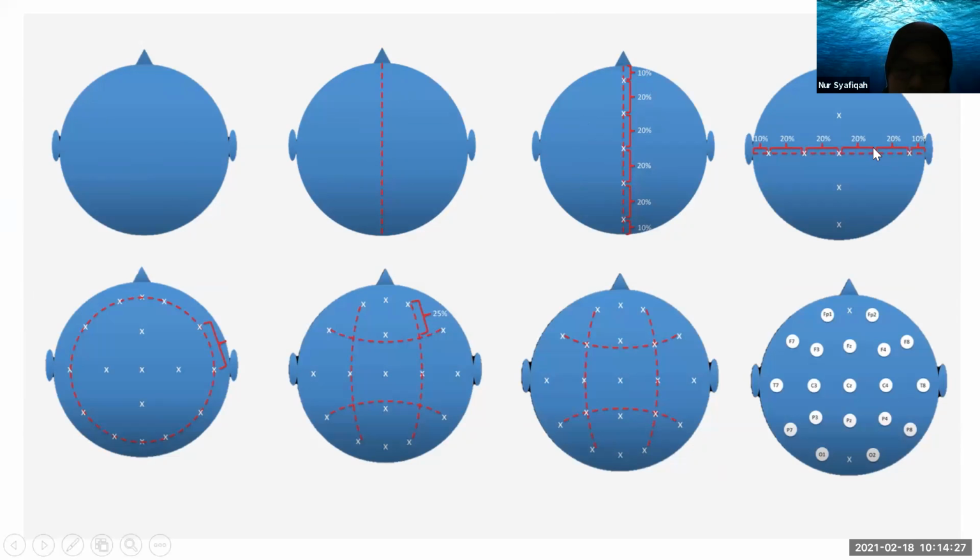Next, we make the measurement between the right and left preauricular points, and then it is also divided with 10 to 20% increments, and then we mark the measurement. Then the marks are made on the circumference of the head and separated by 10% increments, and then we make parasagittal marks, and they are separated by 25% increments. So once the marks have been placed, we can place the electrodes according to the position.